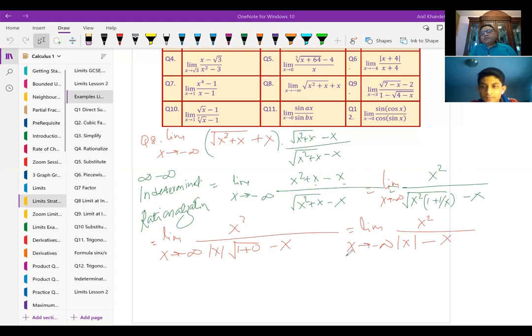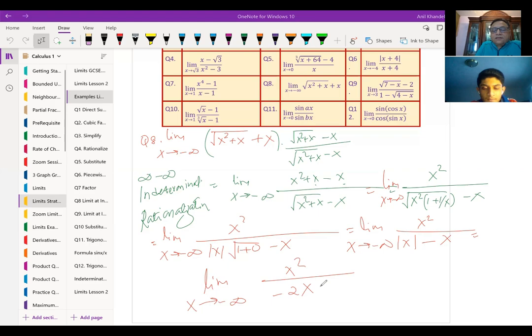Now, when you are approaching negative infinity, the absolute value of x minus x, what happens in that case? In that case, sir, it would be minus x, right? Correct. Minus x. And so we have minus x minus x, which is minus 2x. So we have the limit as x approaches minus infinity of x squared over the denominator, which is minus 2x.